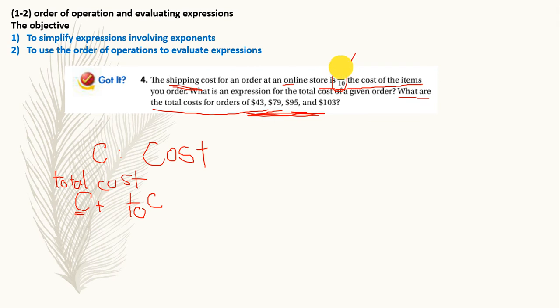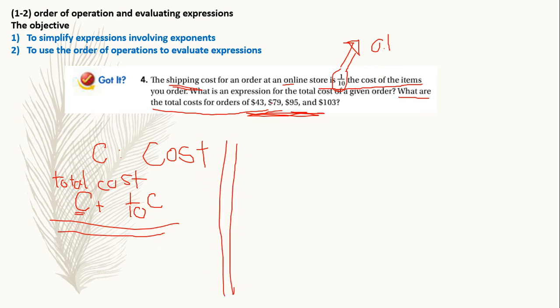You can maybe see it in another way, 0.1 of the cost. So it's like 10% of the cost of the items that you purchase. So that's the expression. Now we will evaluate it using exactly the same way that we did.